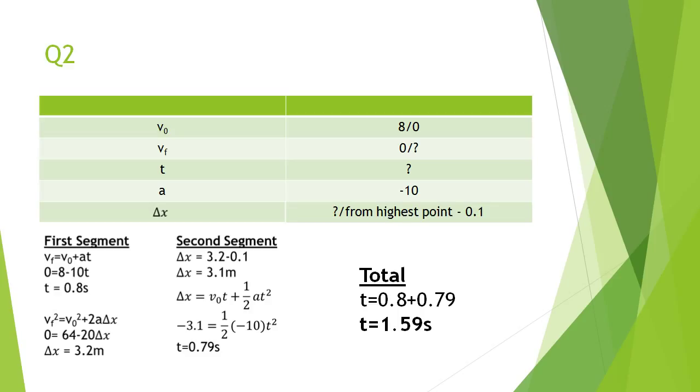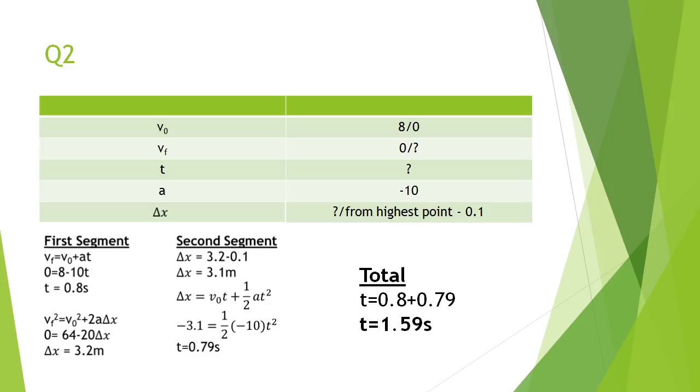So for the first segment, we would have the initial velocity as 8. And then the final velocity is 0. Acceleration is minus 10 because of gravity. And the displacement is what we're trying to find.